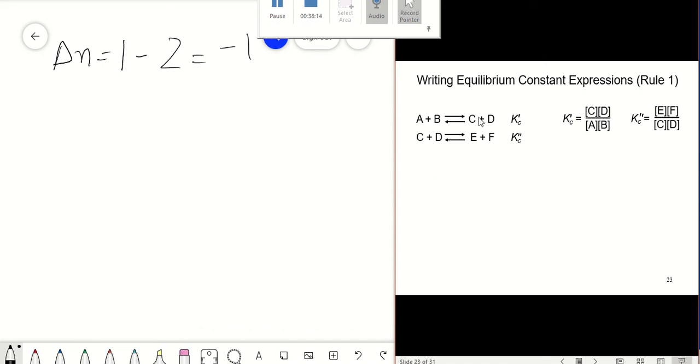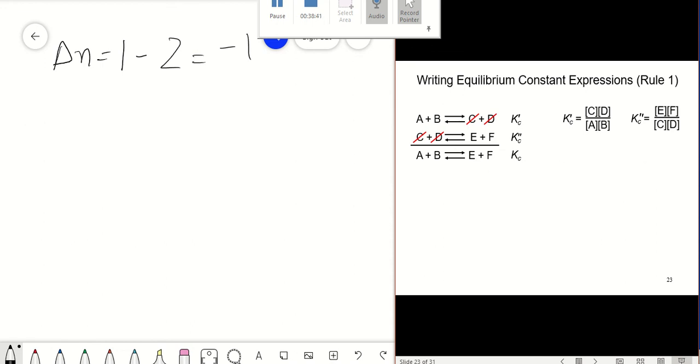We see that C here is a product, whereas C in the second reaction is a reactant. So C produced is being used up, meaning C and C will get cancelled. And D will also get cancelled because it's a product here and it's a reactant right here. So it's being produced in the first reaction and used in the second reaction. So what's the overall reaction now? The overall reaction is A plus B changing to E plus F.